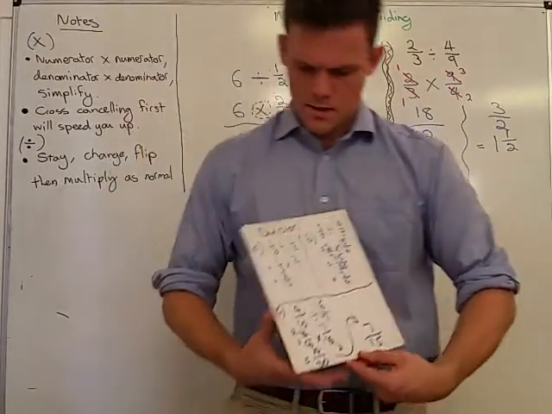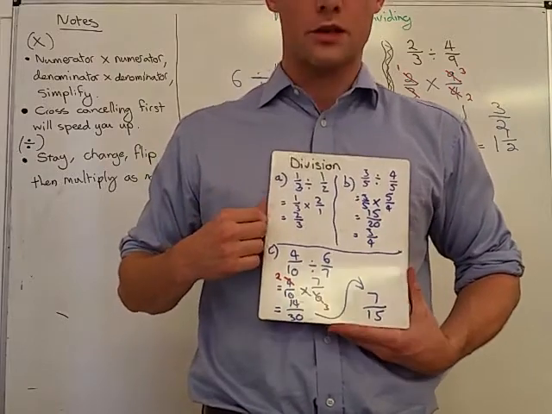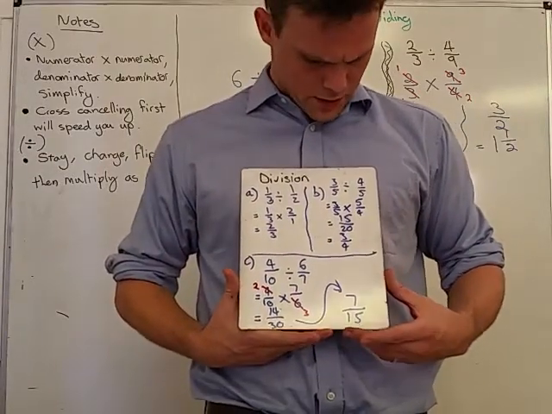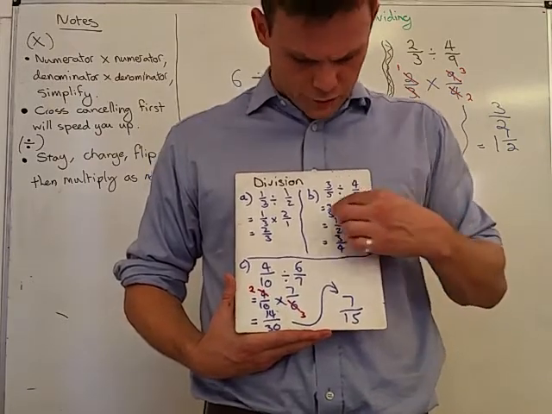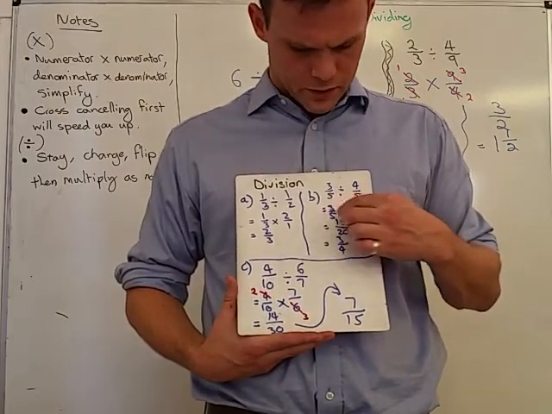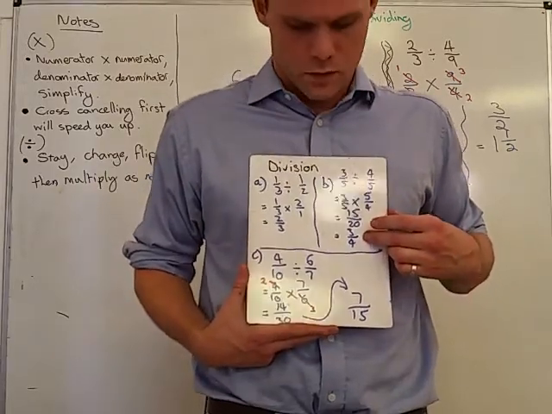Division. Okay, first one, 1/3 divided by a half, stay, change, flip, I get 2/3. And then I've got 3/5 divided by 4/5, stay, change, flip. I could have cross-cancelled here. 5 into 5 goes once, 5 into 5 goes once, end up with 3/4. I didn't, but you could have done that if you wanted.